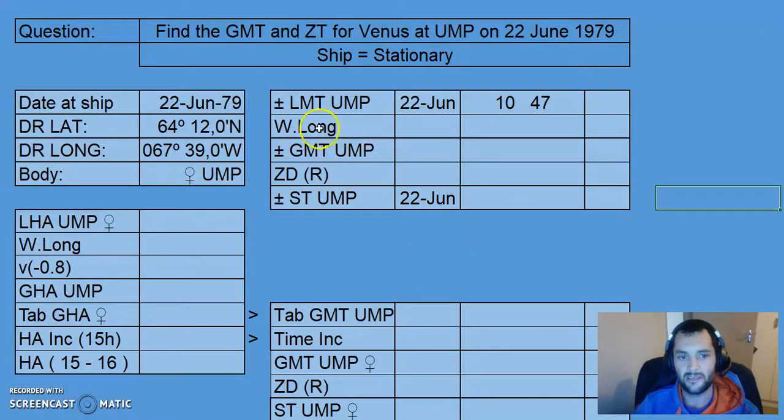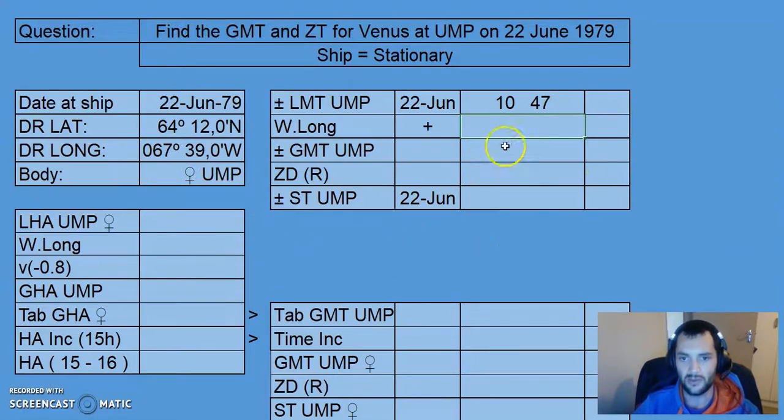And this will be at which meridian? We've got a western longitude, so this is at the meridian 67 degrees 39.0 minutes west. So we're going from that meridian to Greenwich, so therefore we will be adding the time because Greenwich is at a later time. So we're going to take this longitude of ours, the 67 degrees 39 minutes west, and we are going to divide that by 15.